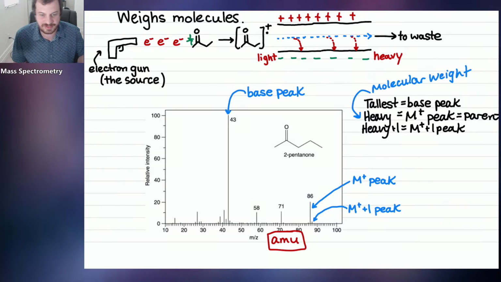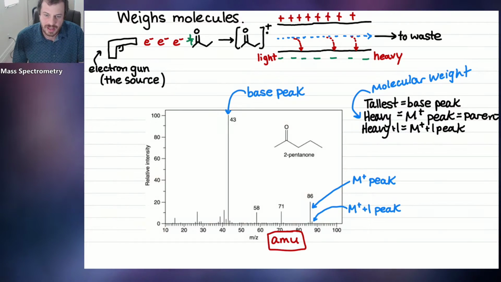So in many respects, this is the most important peak, the M plus peak, because it tells you how much the molecule weighs. If the M plus peak is at 86, that tells me that this molecule 2-pentanone weighs 86 AMU. That's super useful information.